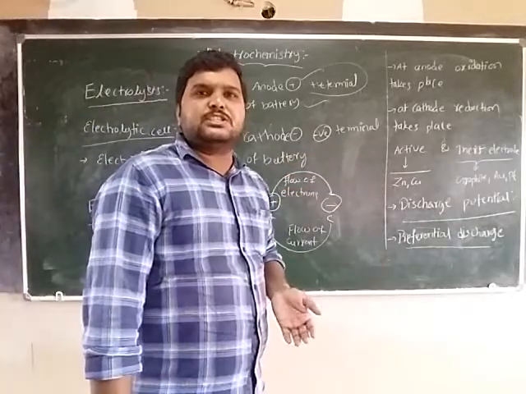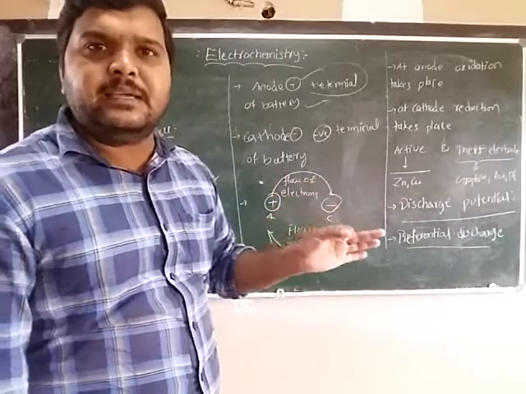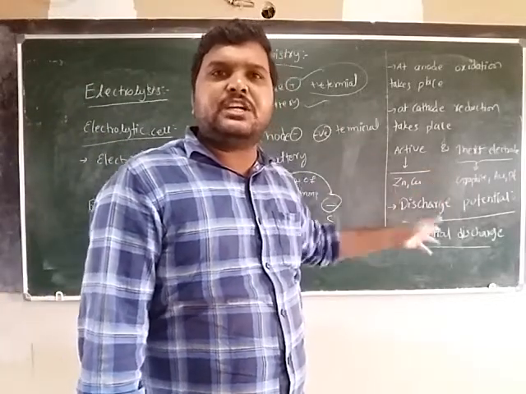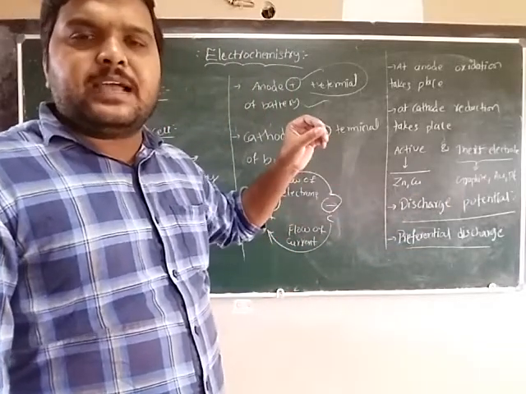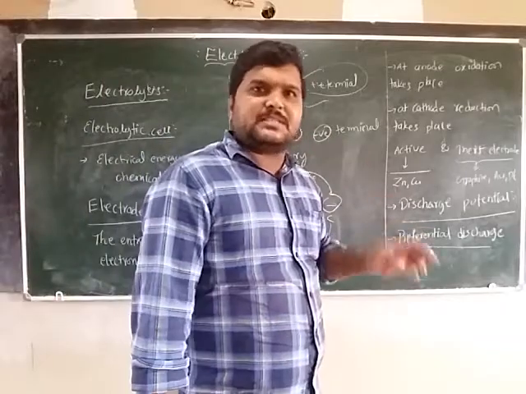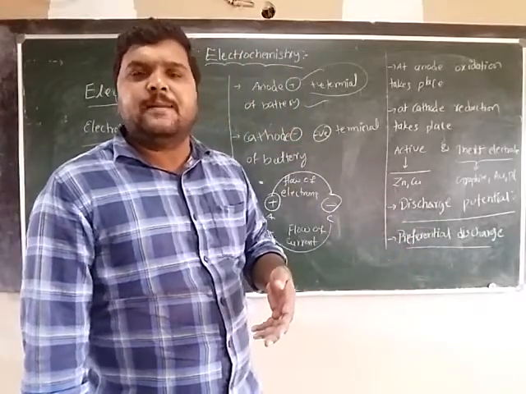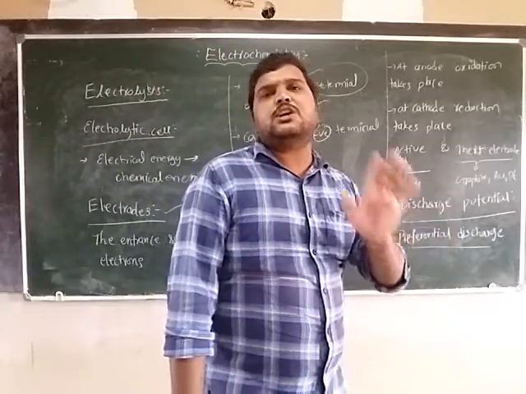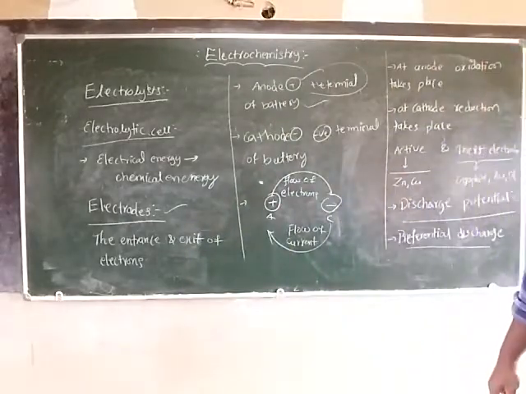Discharge potential is the minimum energy required to discharge the ions at the corresponding electrodes. Preferential discharge: if more than one cation or anion is present in the cell, the one having the lower discharge potential discharges first.